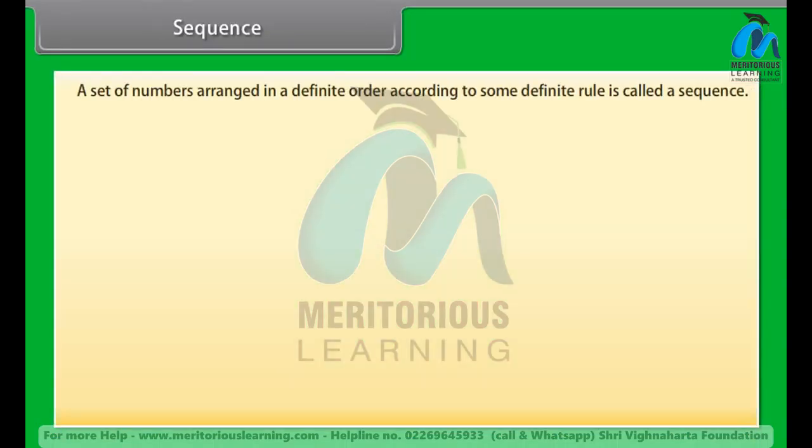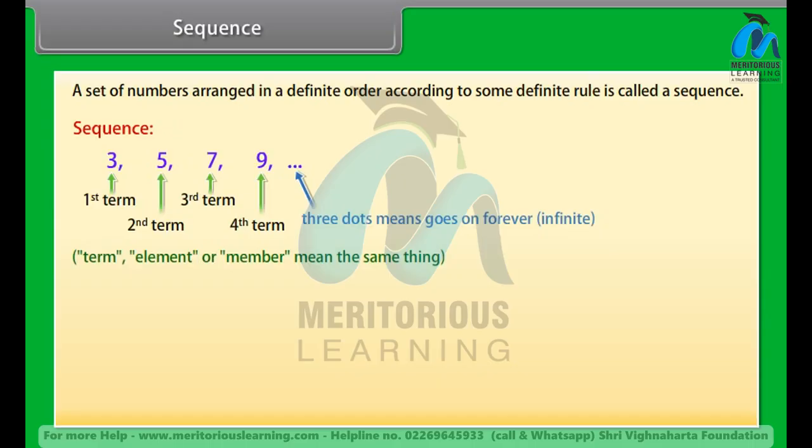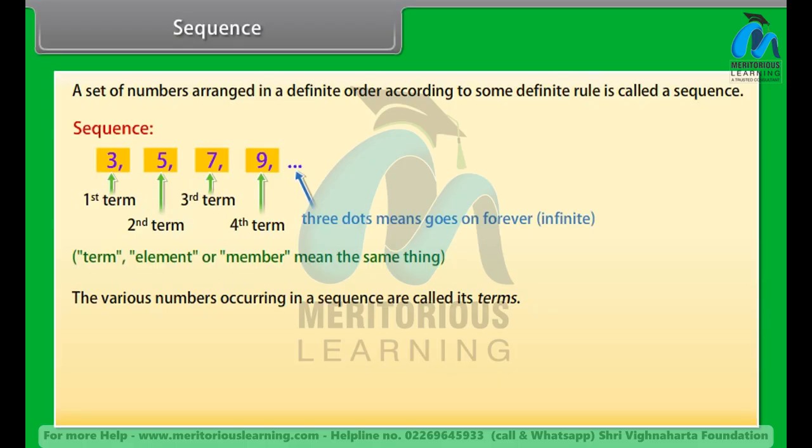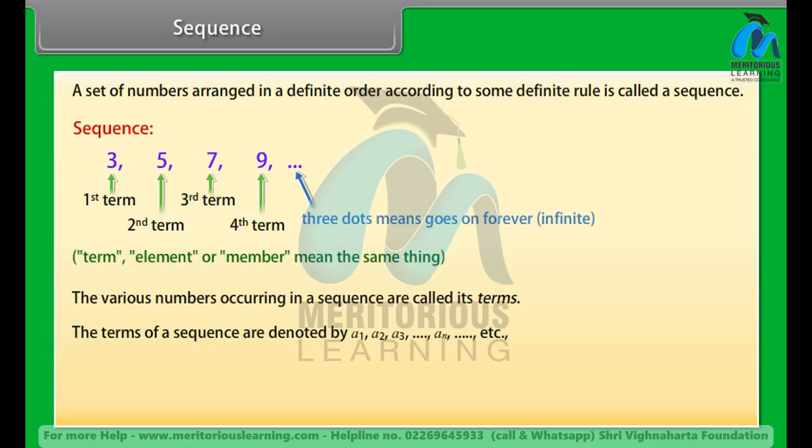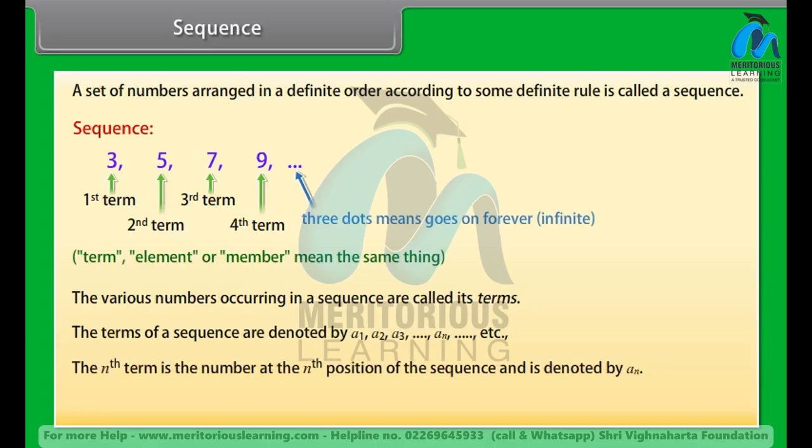Sequence. A set of numbers arranged in a definite order according to some definite rule is called a sequence. The various numbers occurring in a sequence are called its terms. The terms of a sequence are denoted by a1, a2, a3 till an, etc. The nth term is the number at the nth position of the sequence and is denoted by an. The nth term is also called the general term of the sequence.